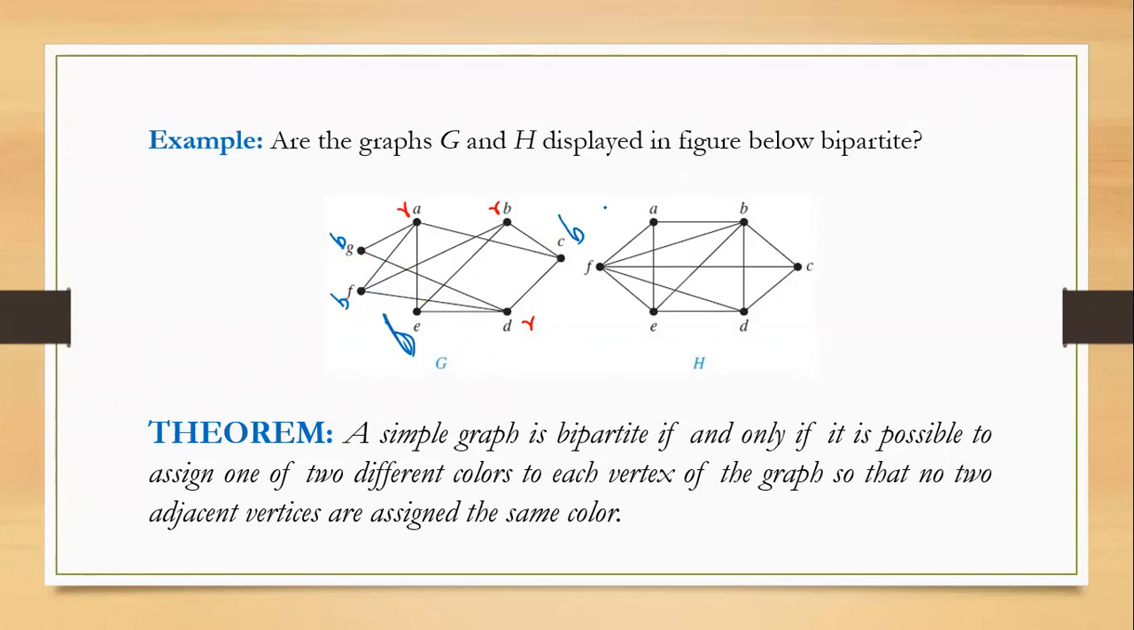So basically, when you are assigning colors to any graph, you can check whether it is bipartite or not by seeing whether you can assign colors in such a way that no two adjacent vertices are assigned the same color. Now for this graph H, if you try doing the same thing, it won't be possible because it is not bipartite. So for this graph, if you take two colors and assign them in such a way that no two adjacent vertices are assigned the same color, this graph won't satisfy the condition.